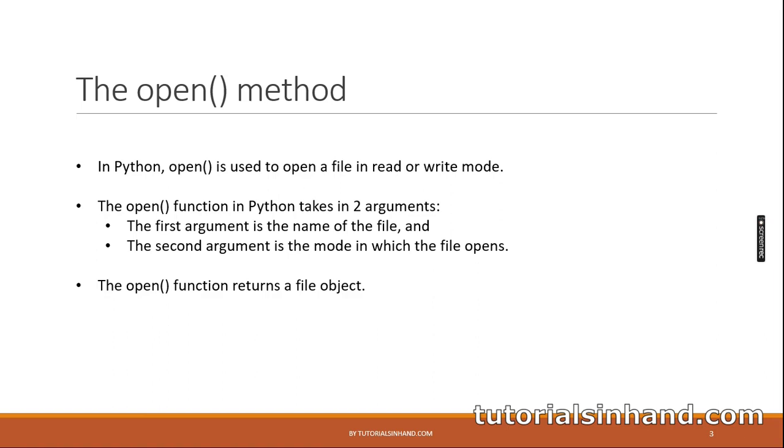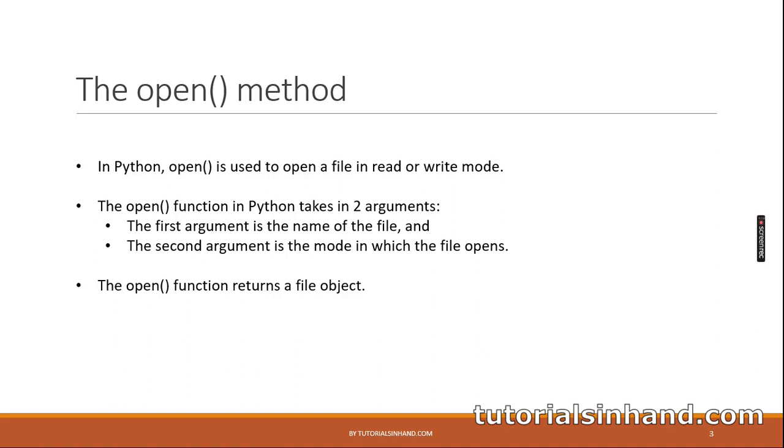The open function in Python takes in two arguments. The first argument is the name of the file, and the second argument is the mode in which the file opens. The first argument should be the name of the file, either from which you are reading some data or into which you are writing some data. And the second argument is the mode which you are using. Now, if you are not sure about the mode, wait for a few seconds. When we go to the next slide, we will discuss that in detail.